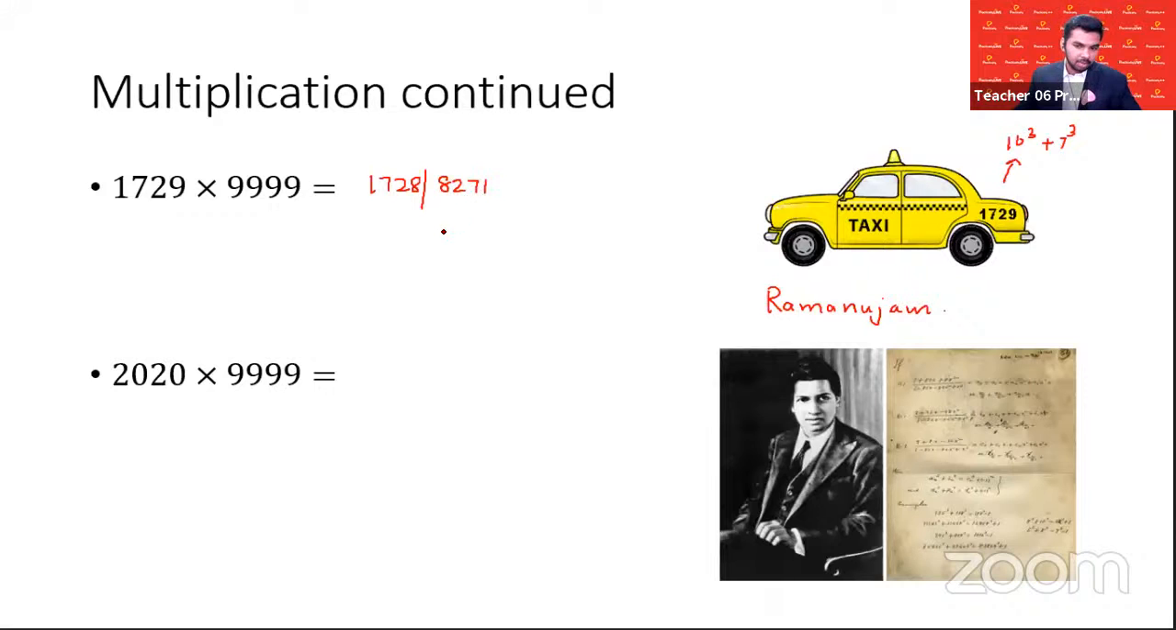8271. Okay. Now we are going to this current year, which is 2020. What is 2020 multiplied by 9999? I want all of you to write your answer in the chat box. Yeah, kindly try this and write the answer in the chat box. I'll give you exactly 15 seconds to answer.